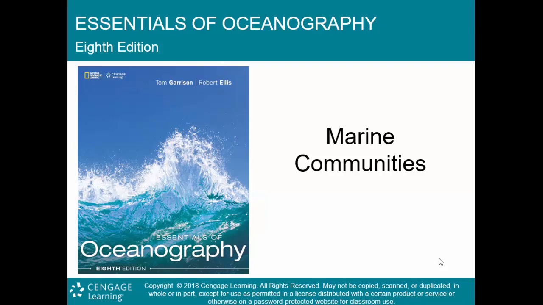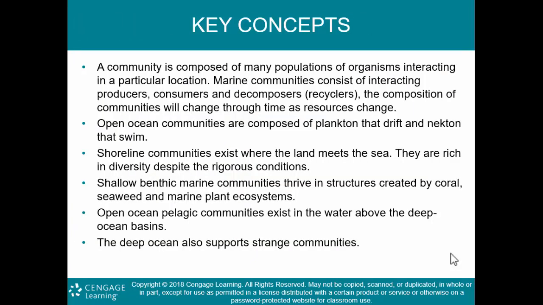So let's talk about marine communities, starting with the key concepts. In this chapter, we'll be talking about the fact that a community is composed of many populations of organisms, and like all systems on earth, those populations are interacting, in this case in one particular location. Marine communities consist of interacting producers. They take sunlight and create protein, and then consumers that consume those producers and also consume vegetation. Decomposers are the ones that recycle. They're the bacteria that break it all down.